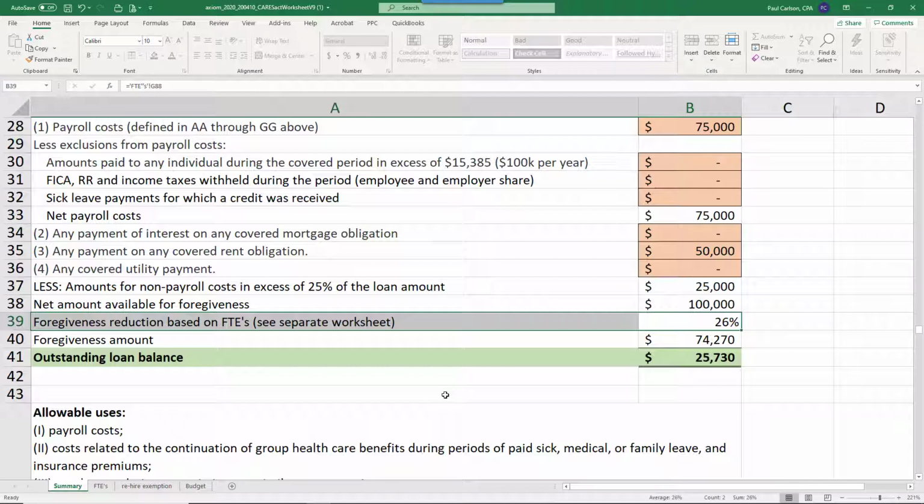And with that, very quick overview to the forgiveness calculation. Again, today's April 25th. SBA changes the rules every day on us, so this could change tomorrow, but this is kind of where we see things stabilizing. Let me know if we can help.